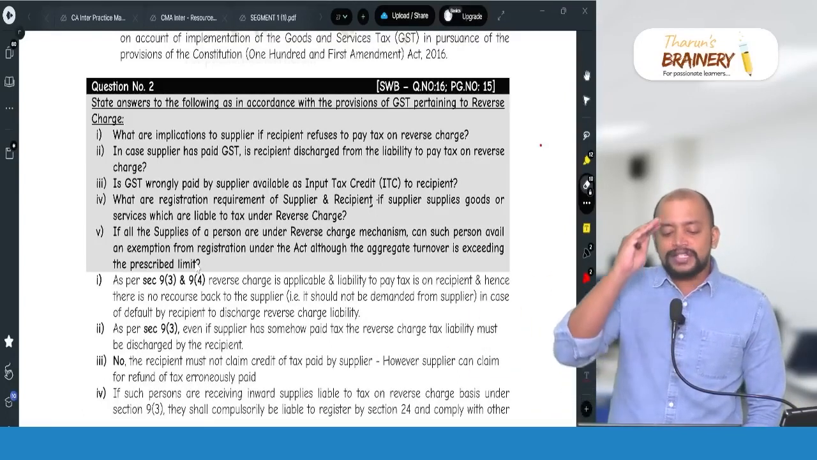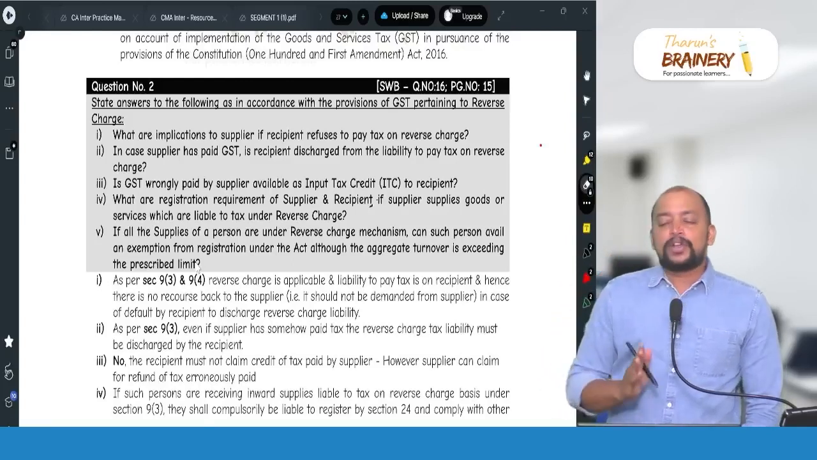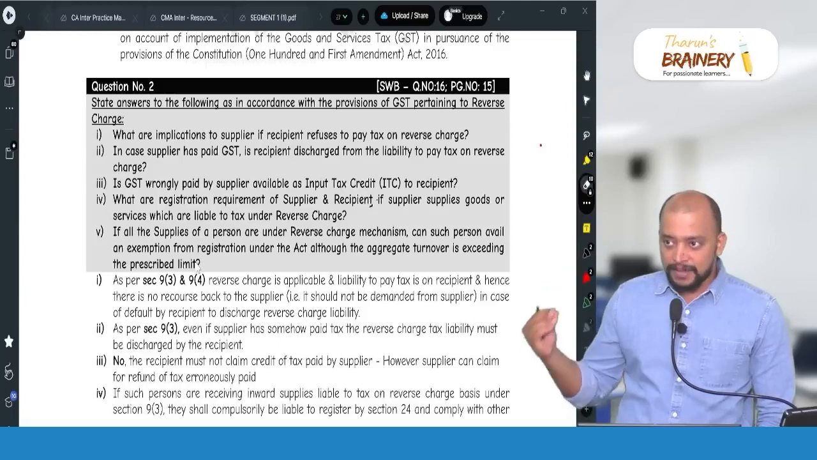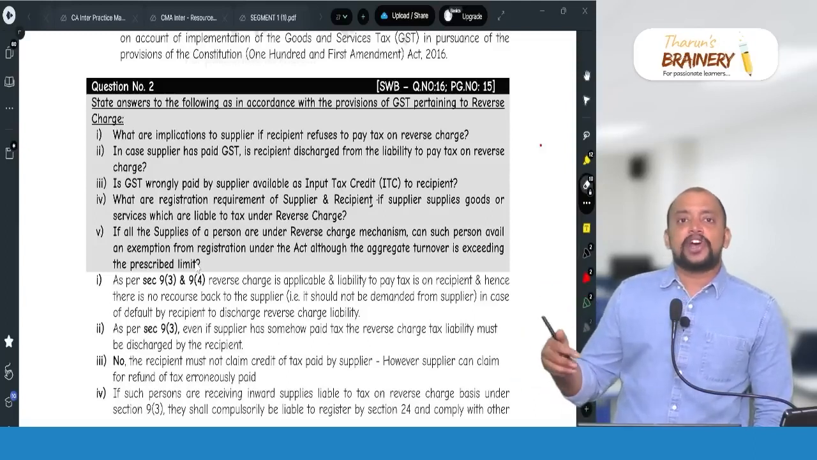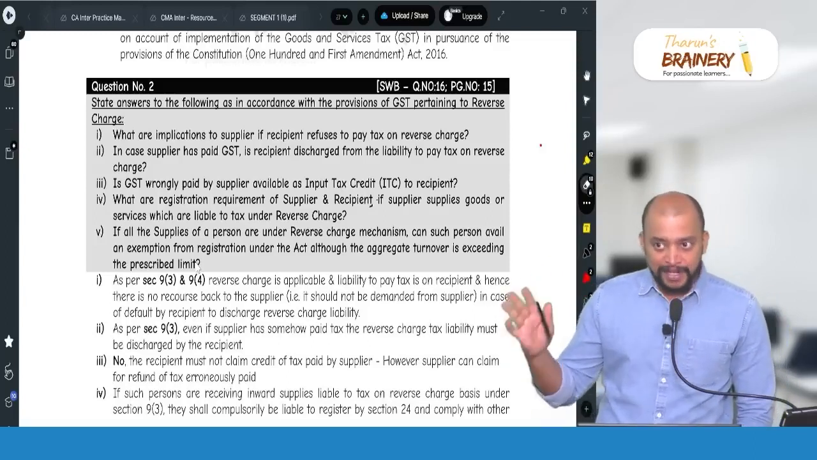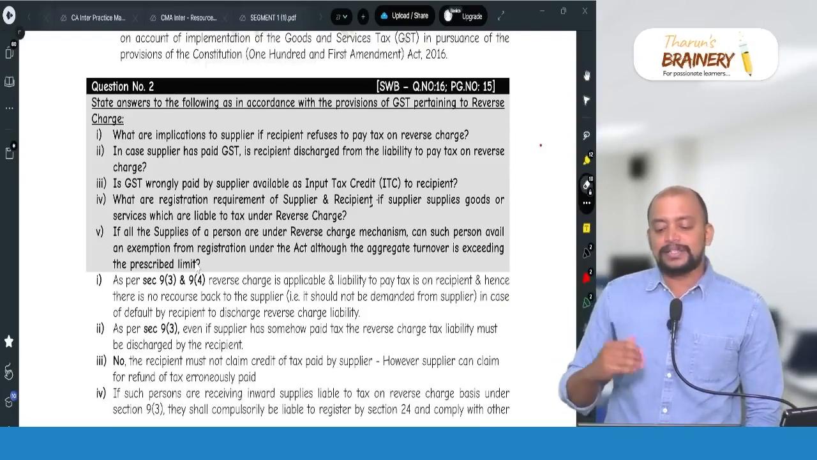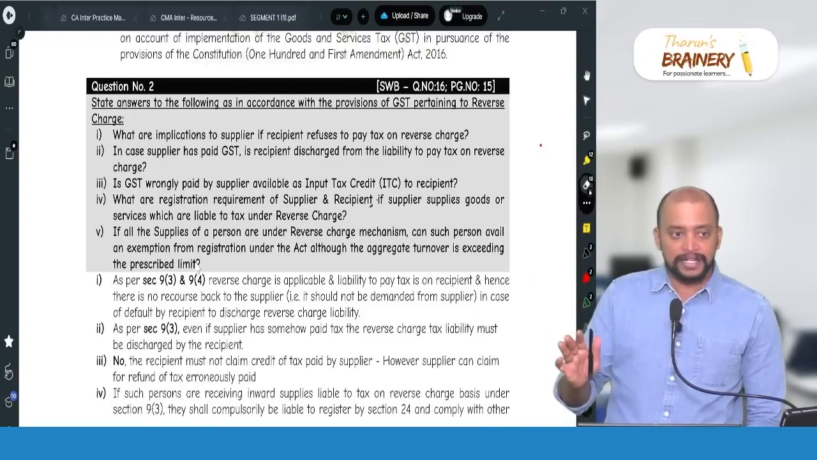There is no consequence to the supplier because once it is reverse charge, the liability to pay GST to the government is on the recipient. If the recipient has not paid any GST to the government, there is no consequence to the supplier and supplier is not required to discharge the liability.